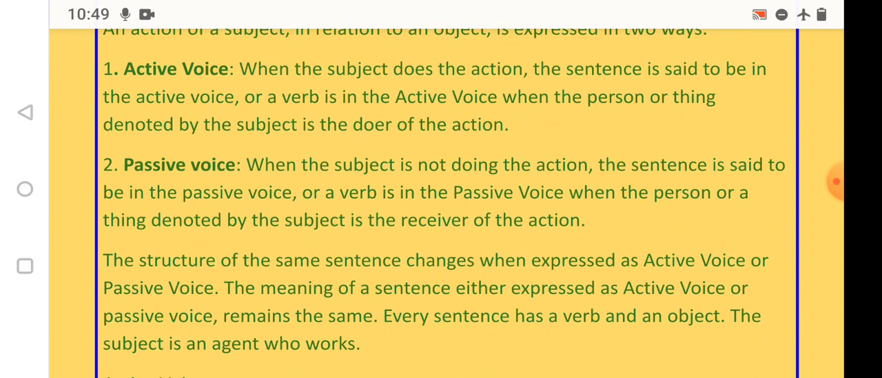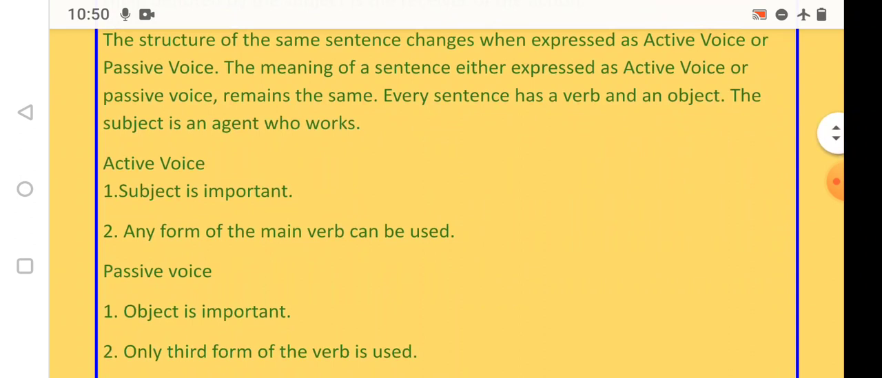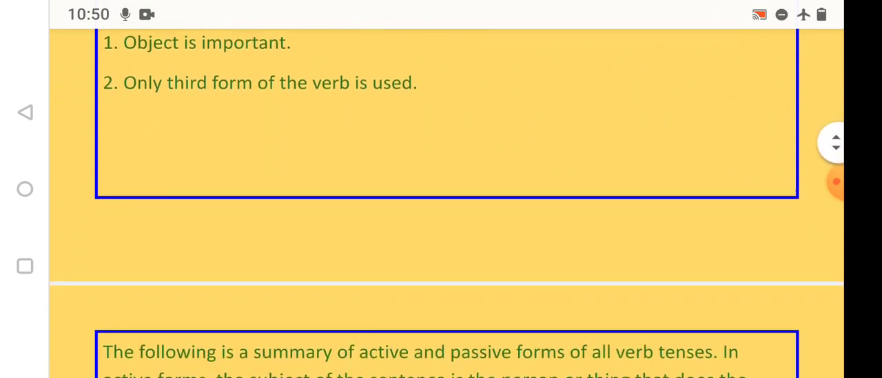The structure of the same sentence changes when expressed as active voice or passive voice. The meaning of a sentence, either expressed as active voice or passive voice, remains the same. Every sentence has a subject, a verb and an object. The subject is an agent who works. In active voice, subject is important. Any form of the main verb can be used. In passive voice, object is important. Second, only the third form of the verb is used.